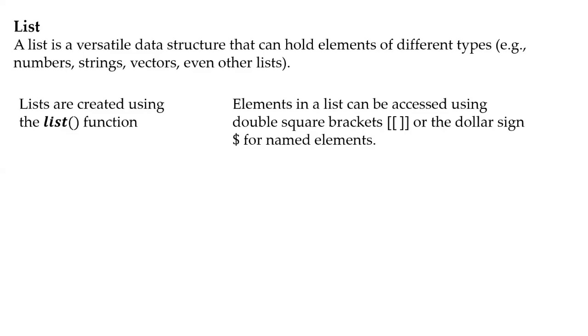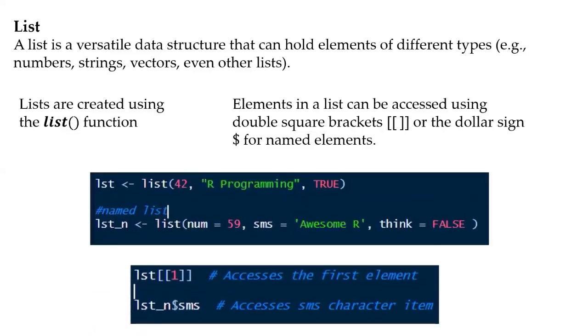If the elements in the list are named, then you can use a $. But if the items are not named, then you use the 2 square brackets. So I'll show you how a list is created and then how we can also access their elements.